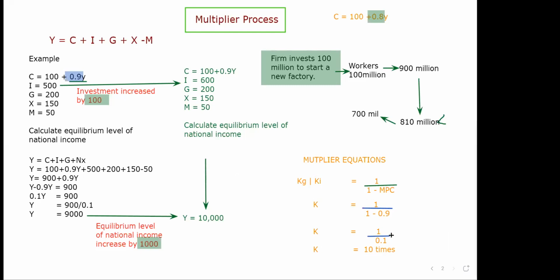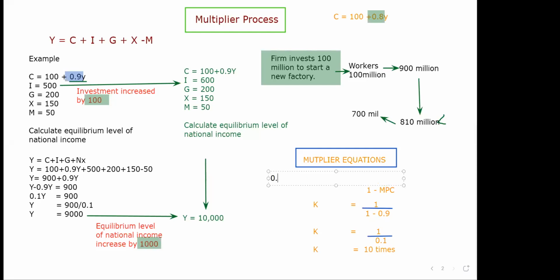So what does that mean? That means if investment or government spending increases by 1 rupee, your national income will increase by 10 rupees. It will get multiplied by 10 times. That is what this means. Okay, so is that part clear? If your government spending increases, your end result gets multiplied by 10. Now look at my example. Investment increased by 100. It got multiplied by 10. You got 1000. That is equation number one.